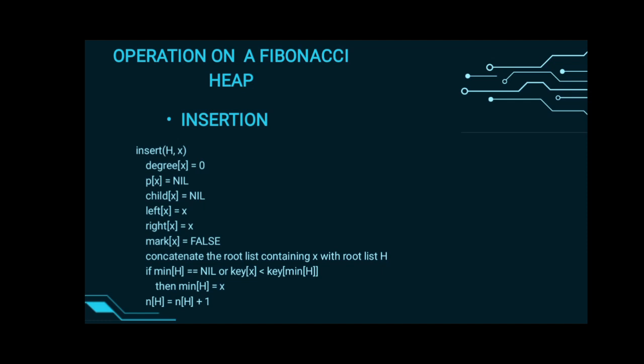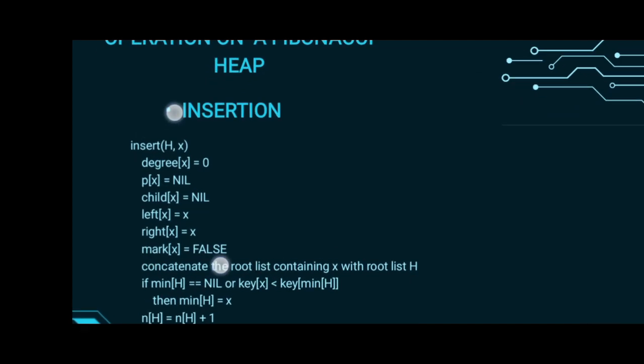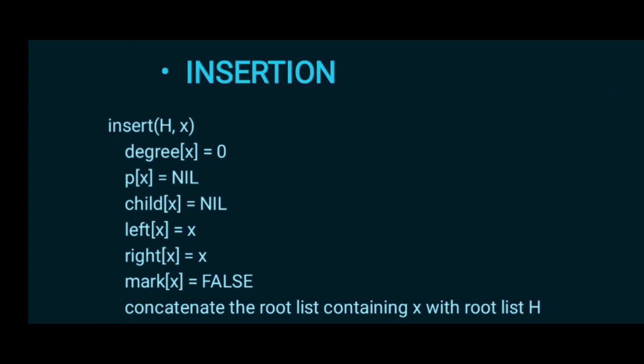Now, let's break down bawat parts ng algorithm. First is we have the initialization. Yung degree x, ito yung nagsiset ng degree para sa new node natin na x to 0. Yung degree ng bawat node, they represent the number of children. Yung p[x] equals nil, naman they set the parent of the new node x to nil. This indicates that it has no parent node or it is a root node.